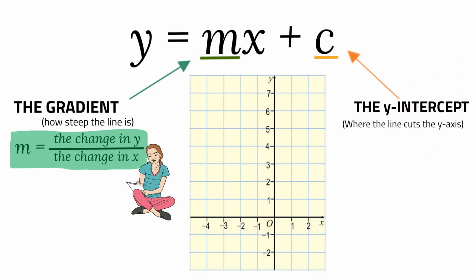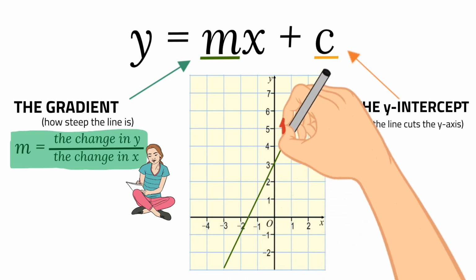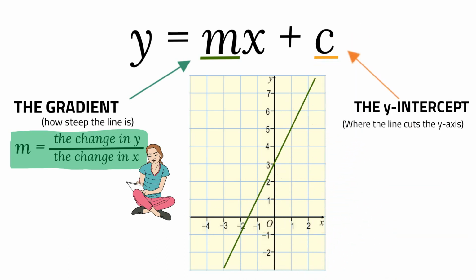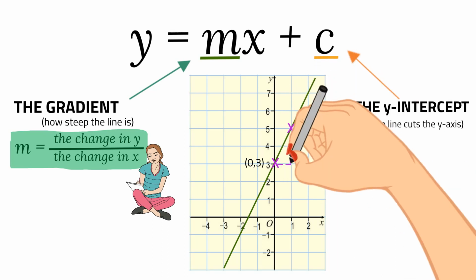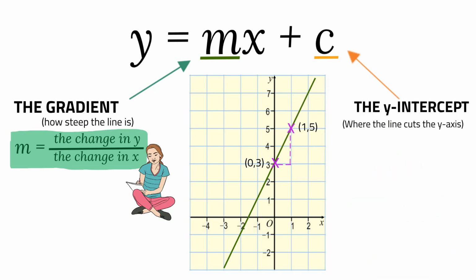So let's look at an example. Here is a straight line and I want to find the equation. Well, first, to find the gradient, pick 2 points on the line. Now, it doesn't matter what points you pick, but I'm going to choose 2 points that have nice round numbers. And now I'm going to draw a triangle. And I'm going to calculate the distance we've travelled along the x-axis. Well, we've gone from 0 to 1, which is a distance of positive 1. And then I've gone from 3 to 5, which is a distance of positive 2.